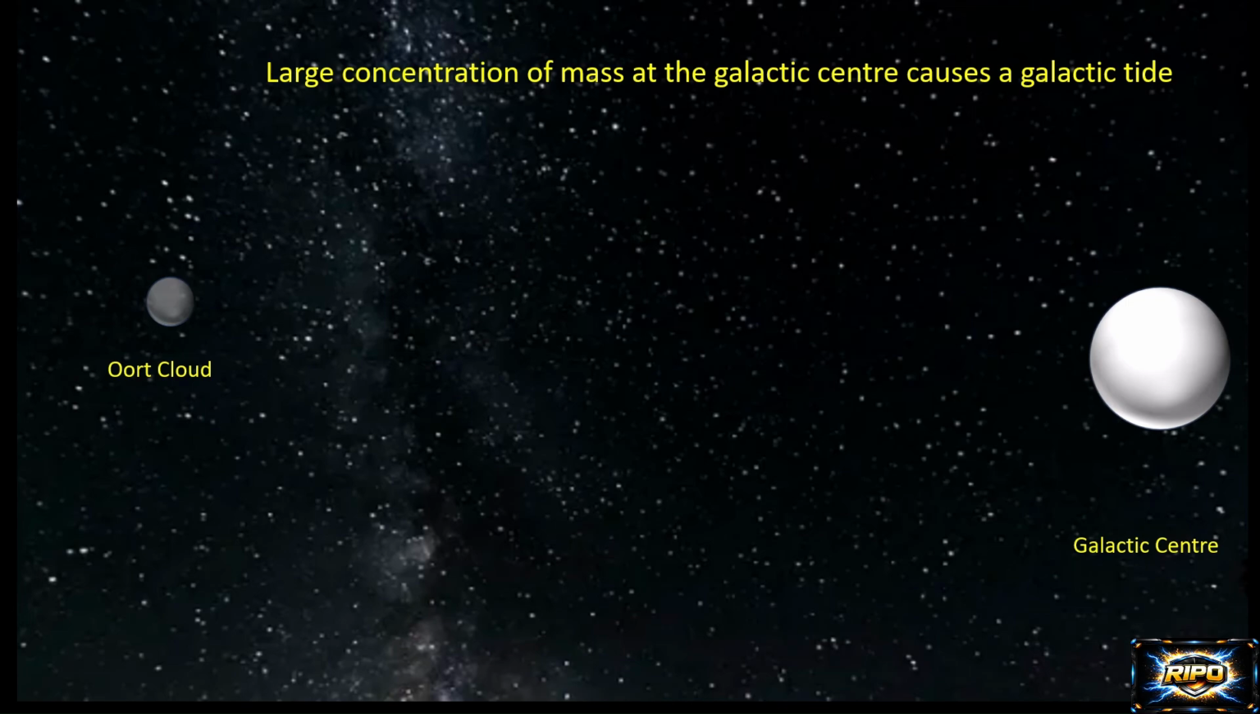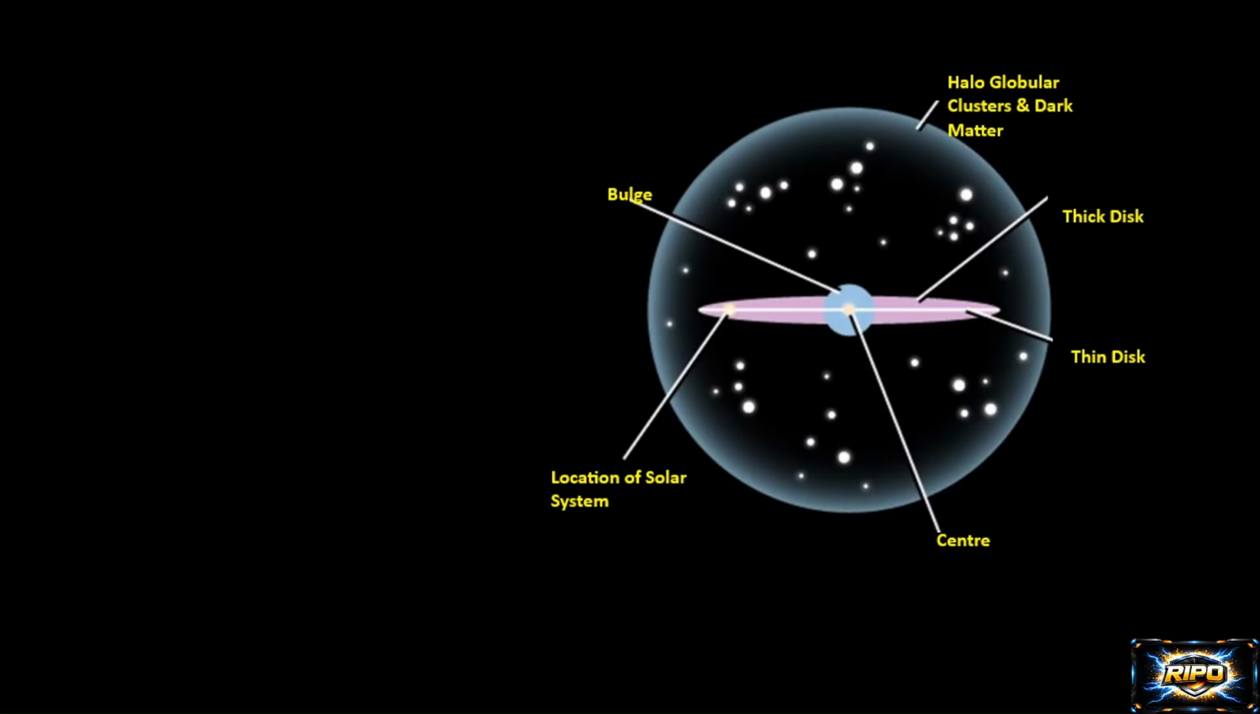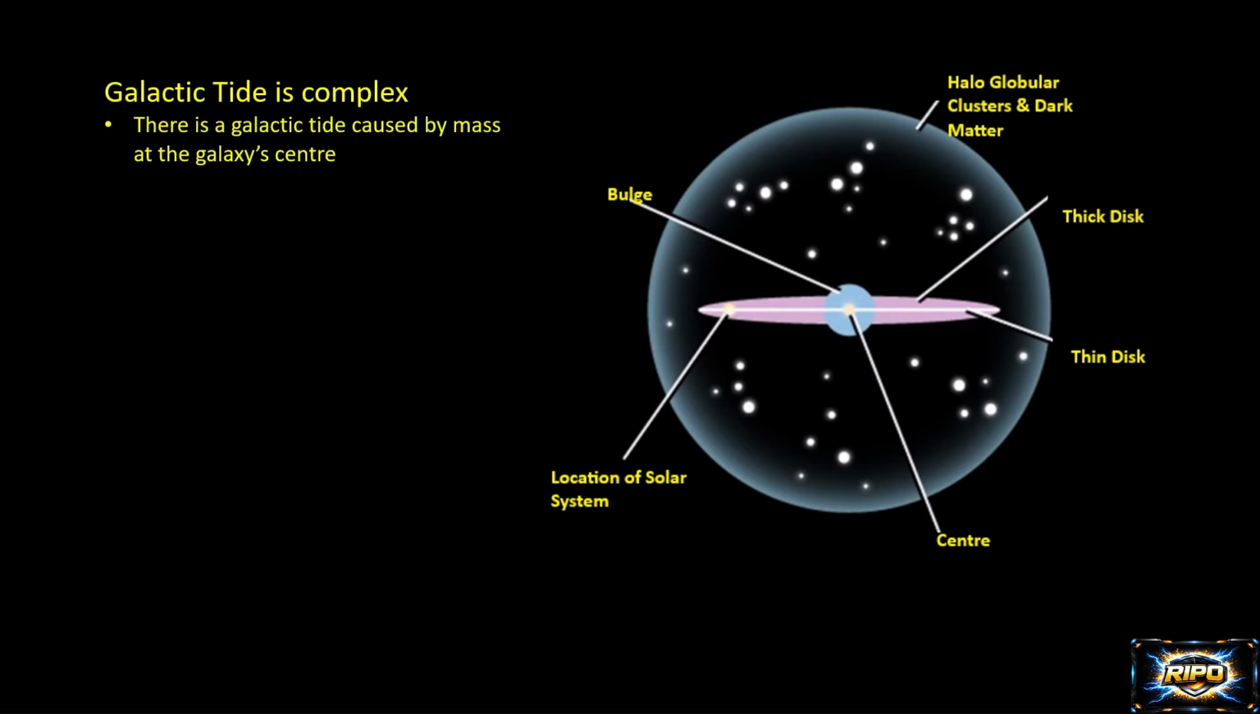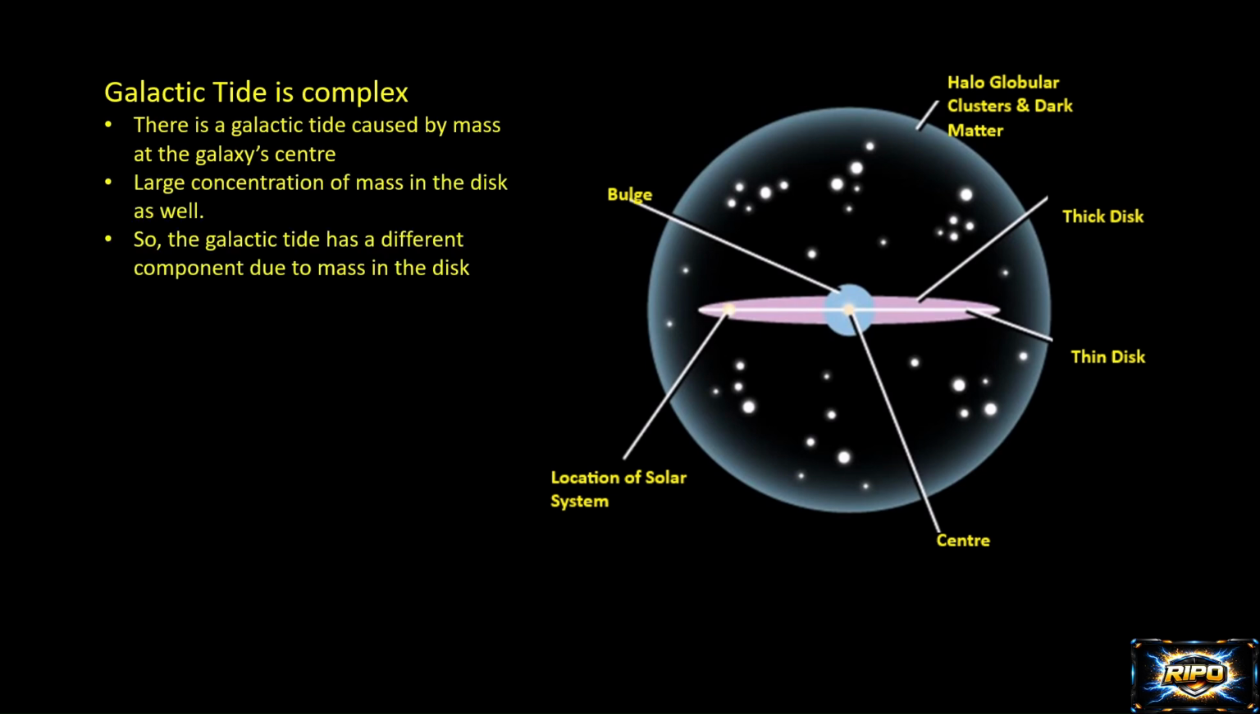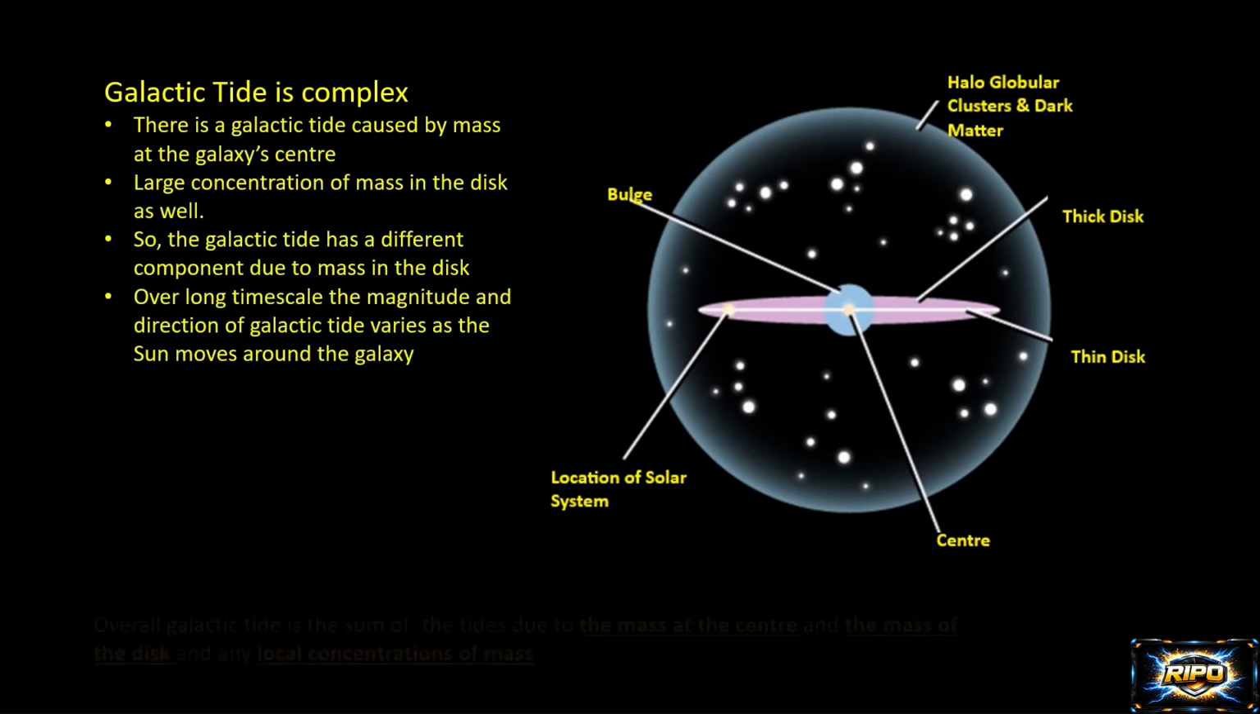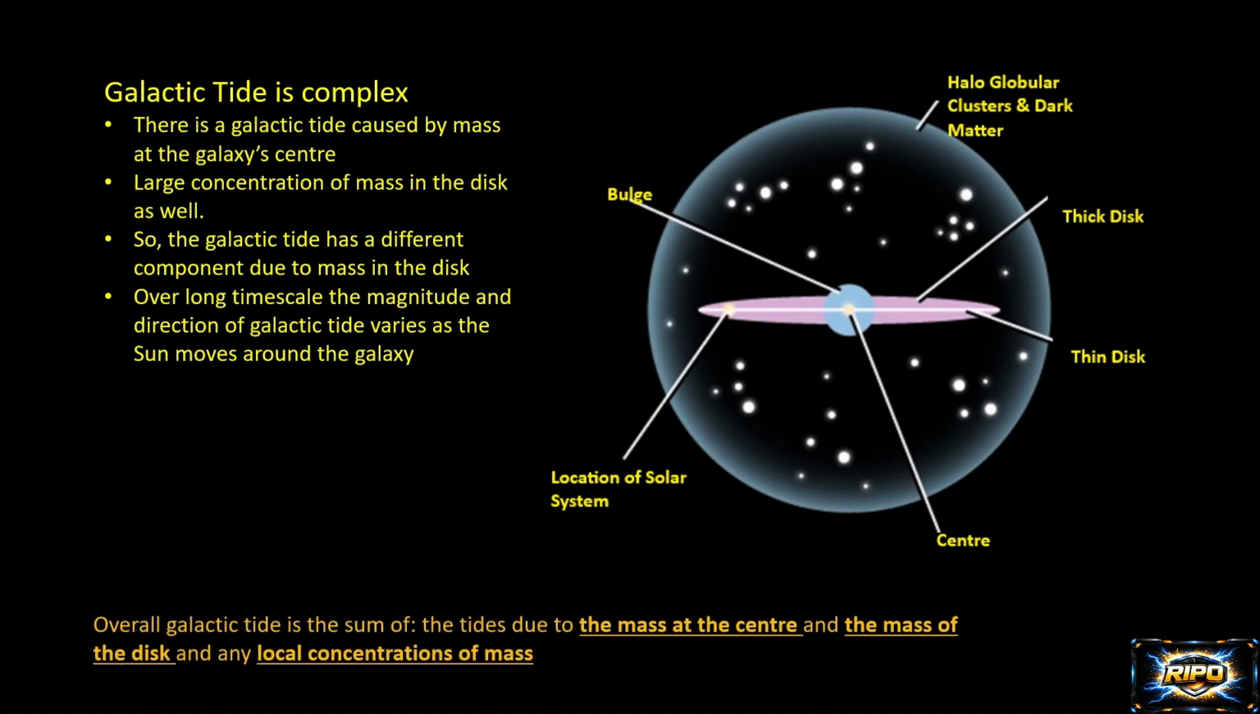However, it's a bit more complicated than the situation with the tides caused by the moon, because not all the mass of the galaxy is concentrated at its centre. There is a galactic bulge around the centre, but there's also a disk where a lot of galactic material is held. So the galactic tide is quite complicated. There are components due to the gravitational force of the galactic centre, but also the disk, and even a halo of globular clusters around the galactic centre.